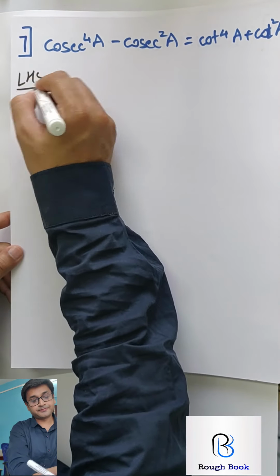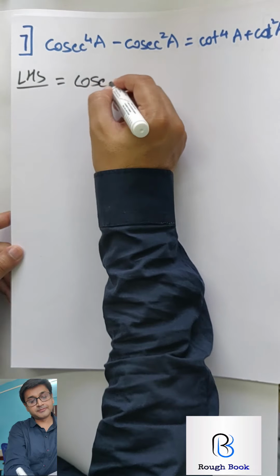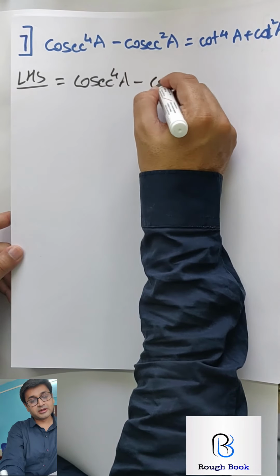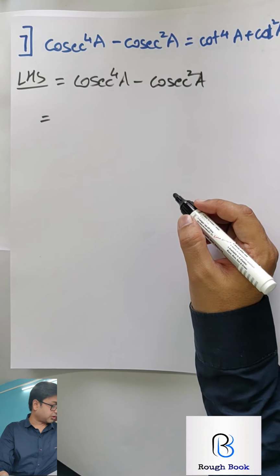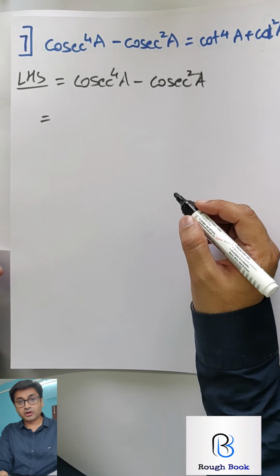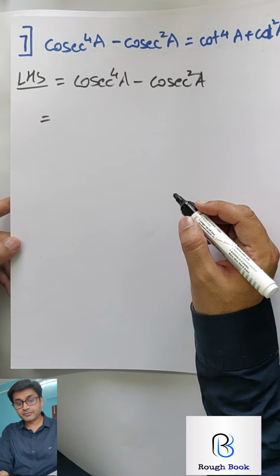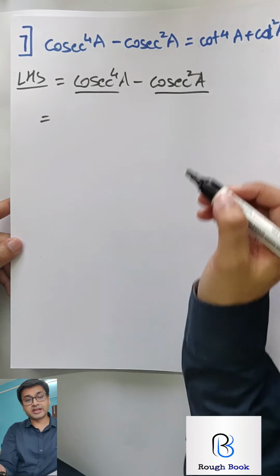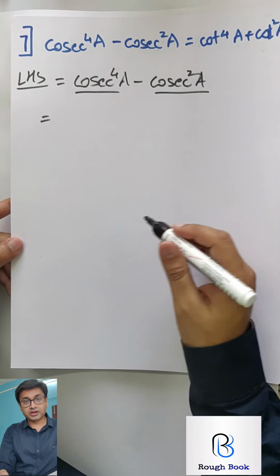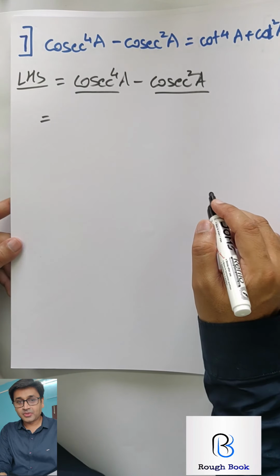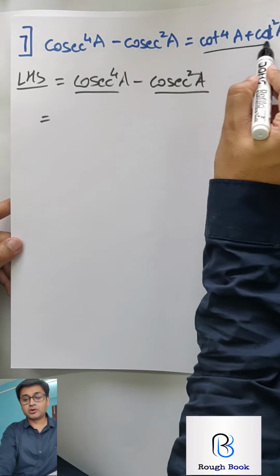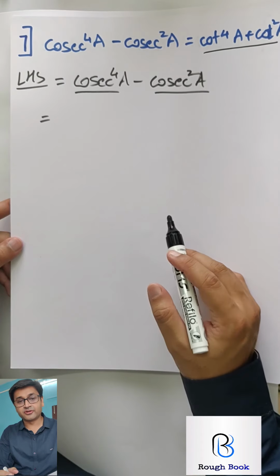So LHS: cosec 4 A minus cosec square A. See what you can do with this one. Can you pull out cosec common probably? Yeah. Cosec square can be pulled out. So pull it out and then square ratios. So cosec square is 1 plus cot square and there you are. So there is some connection for sure.